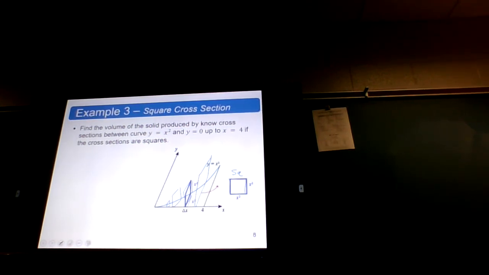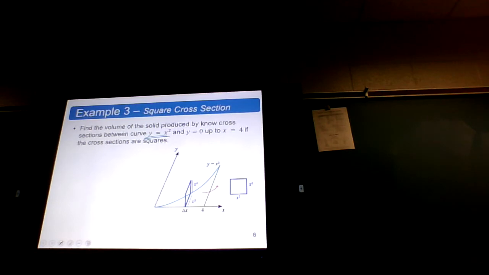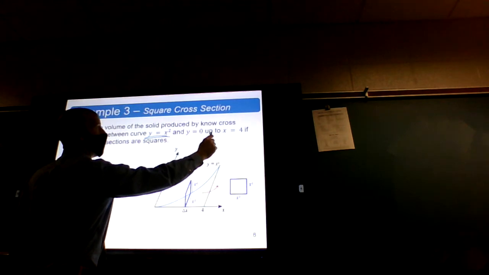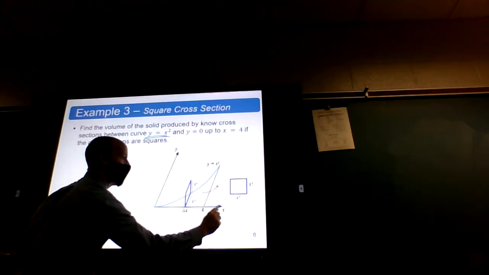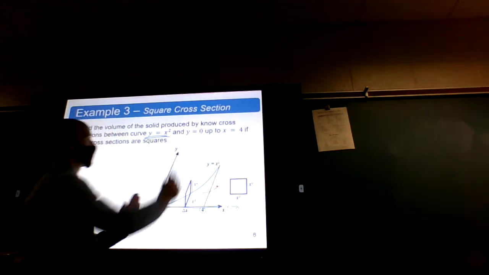That's going to make some kind of interesting three-dimensional thing that maybe some 3D printer could do. What we're trying to do is find the volume that's generated, and it's constrained by these variables. Again, I'm going to erase everything here. Here's what it says: find the volume of the solid produced by the known cross-sections where the curve is y equals x squared. That's this curve right here. This is y equals 0, right? And then we're going to go from 0 all the way up to x equals 4.